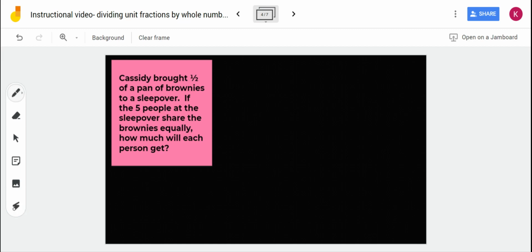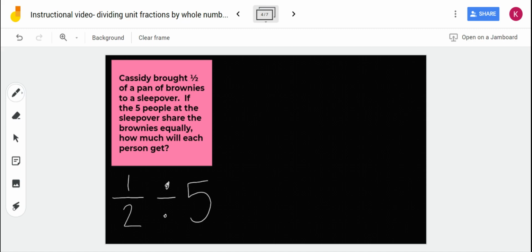So what am I dividing here? Am I dividing the half a pan of brownies or am I dividing the people? Well, like I said before, we will never divide people. So I cannot start with people. The number you start with is always what you're dividing. So in this case, I'm going to start with the 1/2, because I most certainly can divide a pan of brownies. And I'm going to divide those brownies between 5 people.